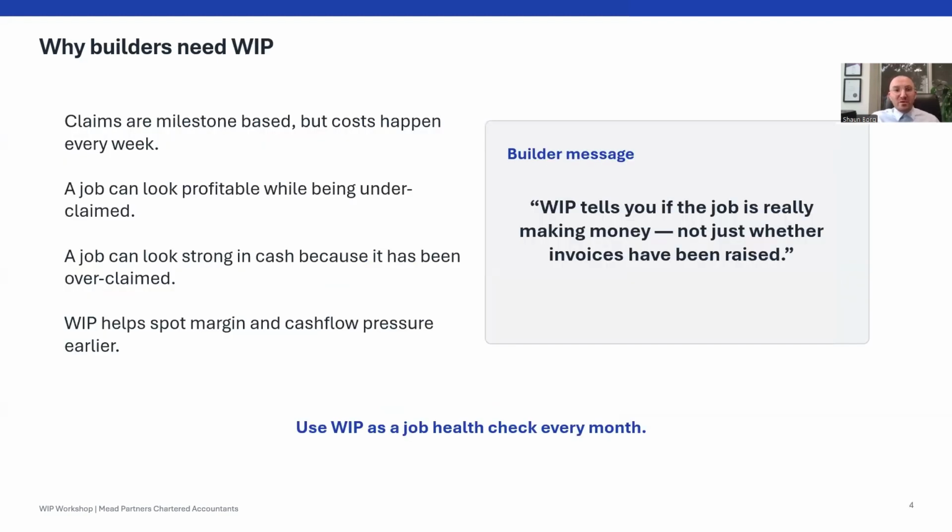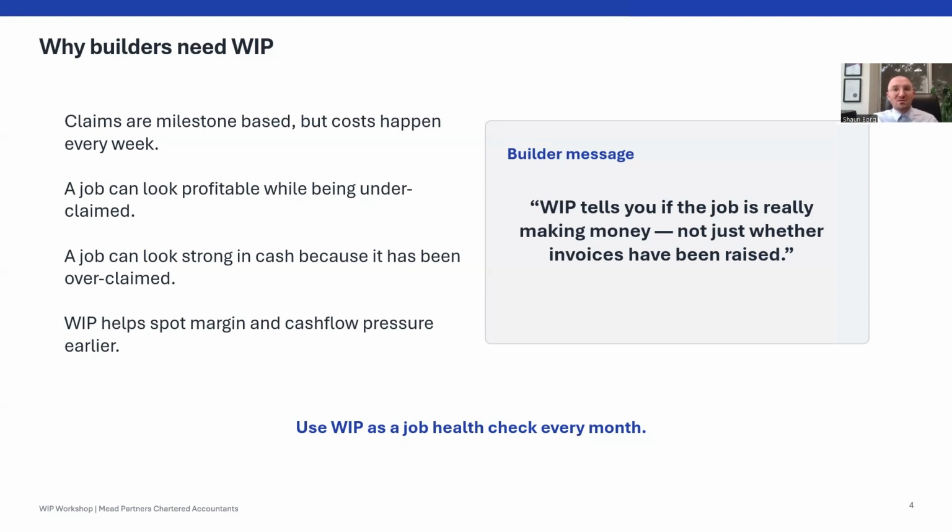Why does this matter for builders? Builders need WIP because claims and costs don't always happen at the same time. Progress claims are often milestone based, so this is for a fixed contract, but costs hit the job every week. A job can look okay because invoices have been raised, but costs or forecast changes may show a different story. So your work in progress, or your WIP, helps identify margin pressure and cash flow pressure early, before a final claim or before the end of a job.